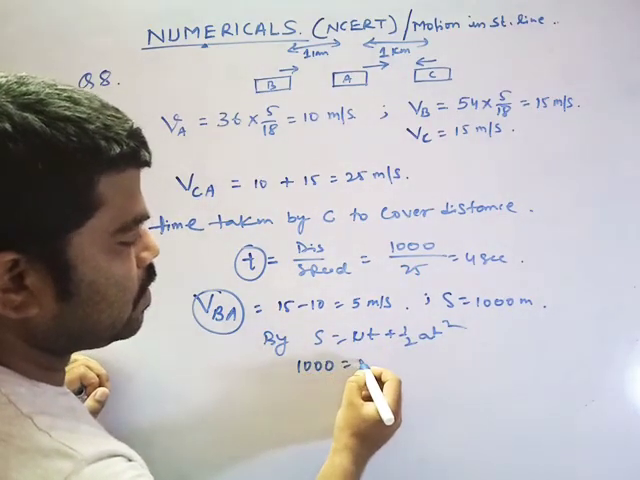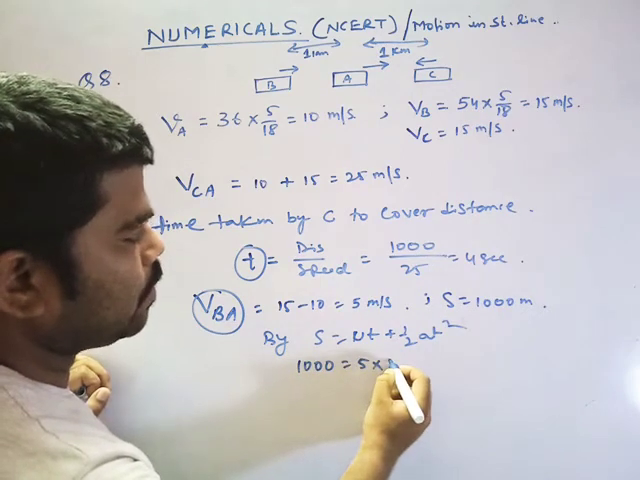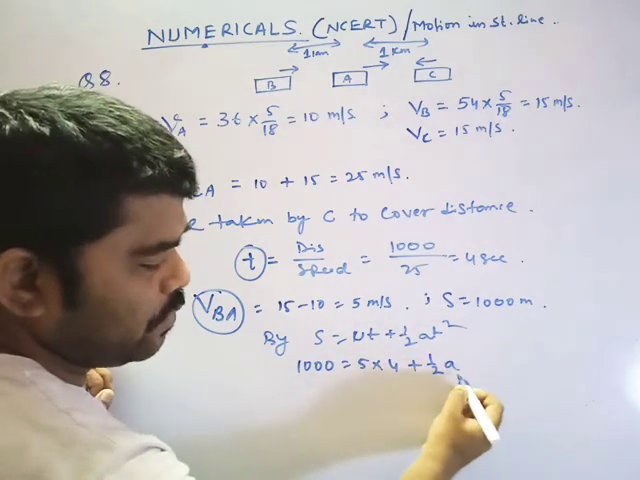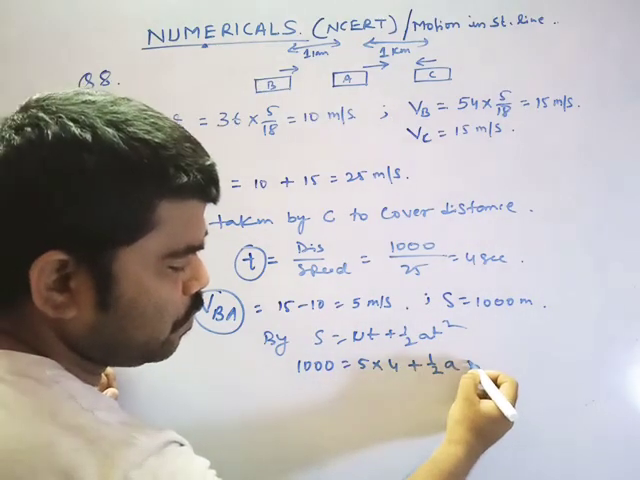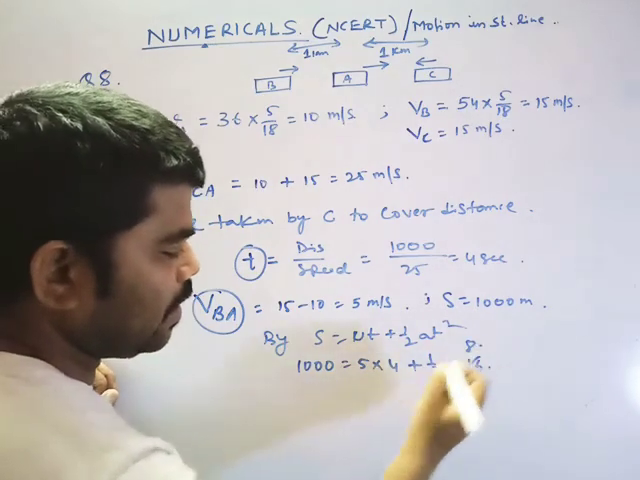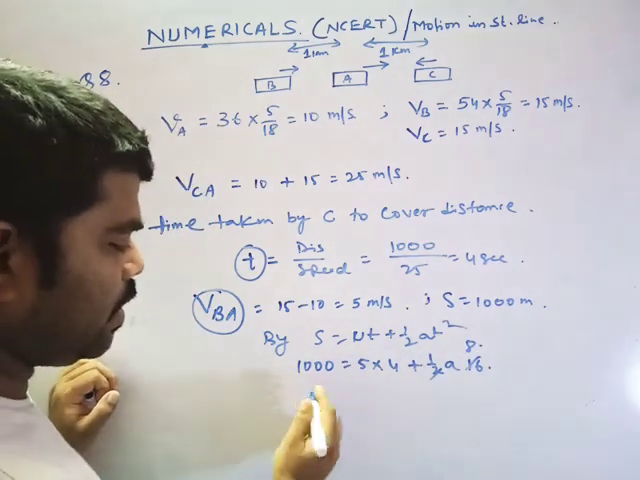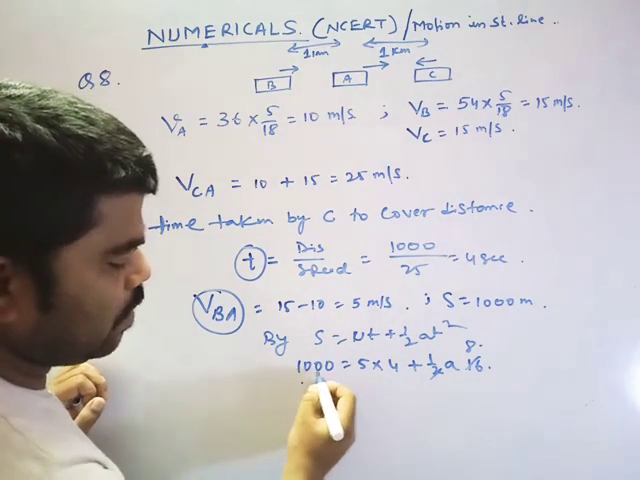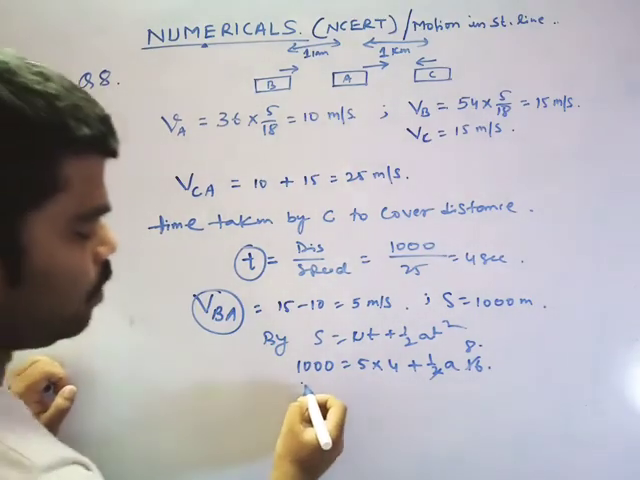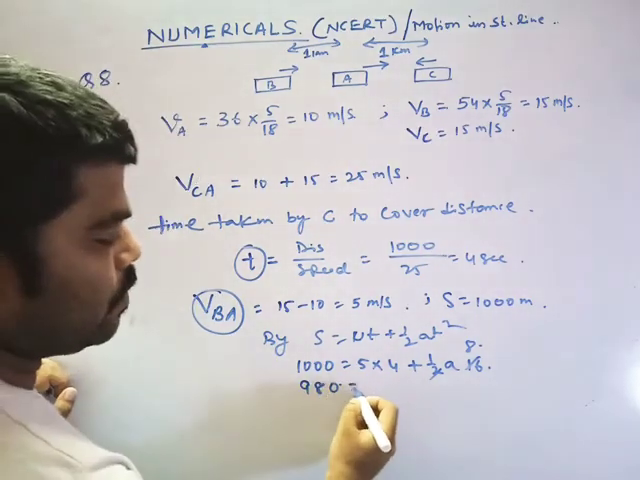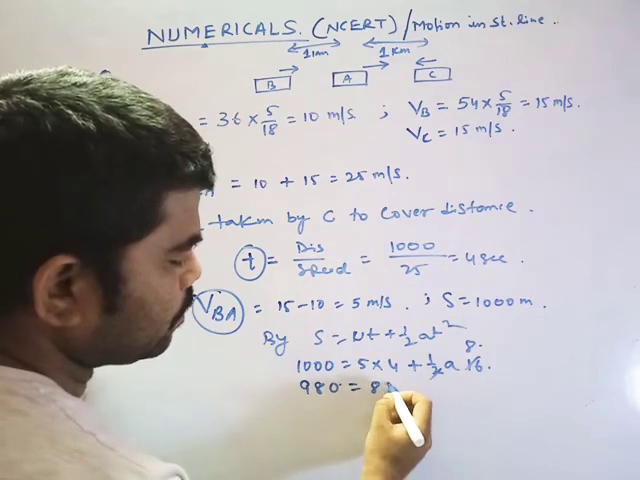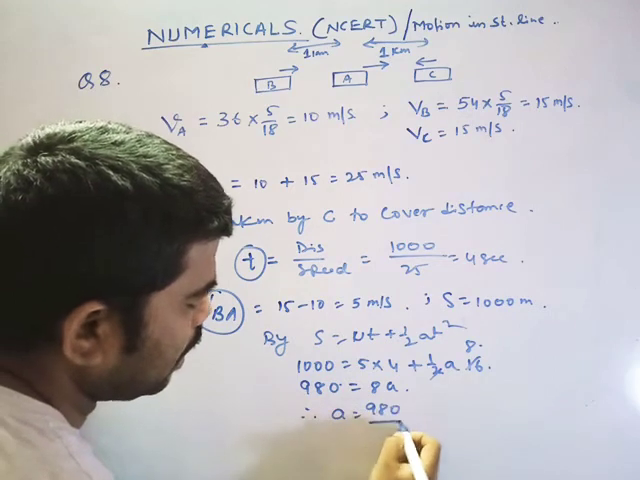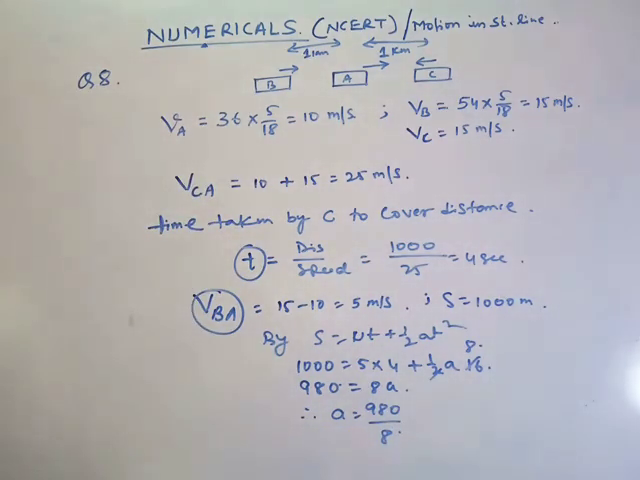U. So S was how much? 1000. Speed was how much? 5 into time कितना था तुम्हारे पास? 4 plus half A you have to find. Time is once again how much? 4 4 16. So I think it is 8, है ना? चलो 5 4 जा 20 इधर कर लेते हैं, कितना हो जाएगा तुम्हारे पास? 1000 minus 20 is equal to 980, which is equal to 8 A. So therefore acceleration is equal to 980 by 8, if I am not mistaken. Is it right?